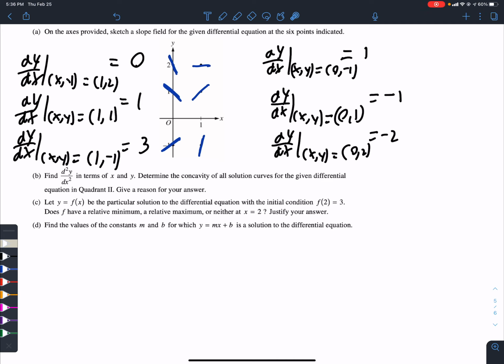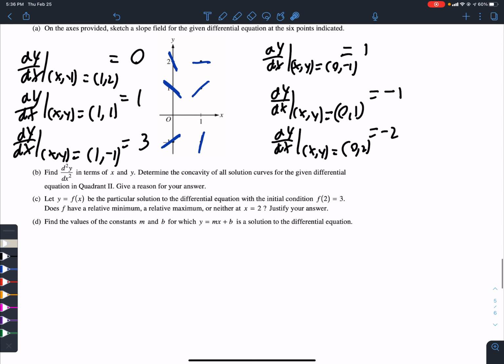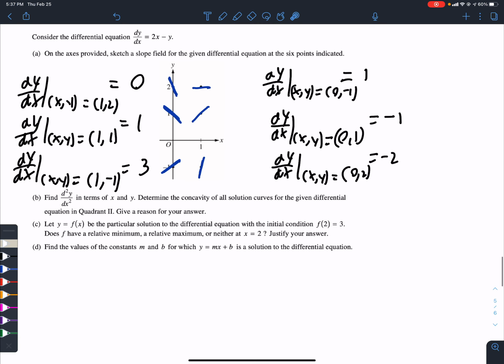All right, so, okay, let's just do this. Let's find the second derivative. This is part B. dy/dx is 2x minus y. Now, when you're doing this, y is your function, so this is boxed. So if I take the derivative of the left side, I get the second derivative.